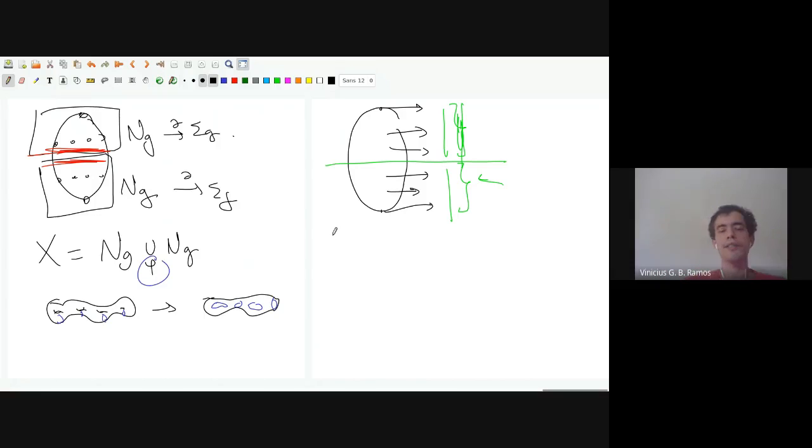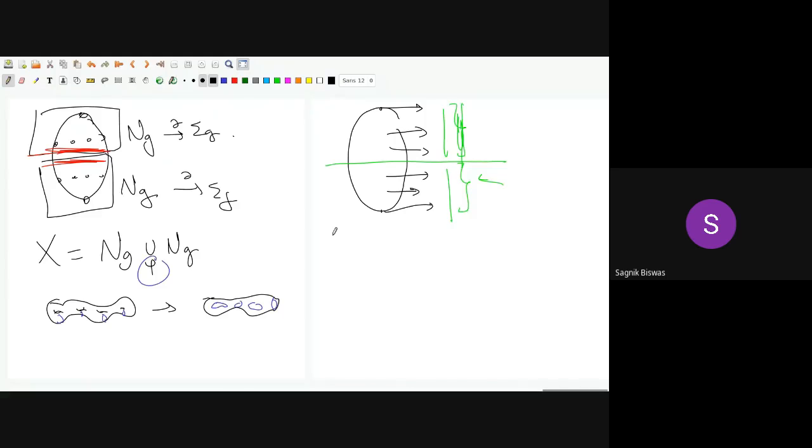Okay, so let's now go to the world of four manifolds a little bit, unless someone else has a question about the Heegaard diagram. Yes, sir. Would you please explain the function phi one more time from NG union NG?